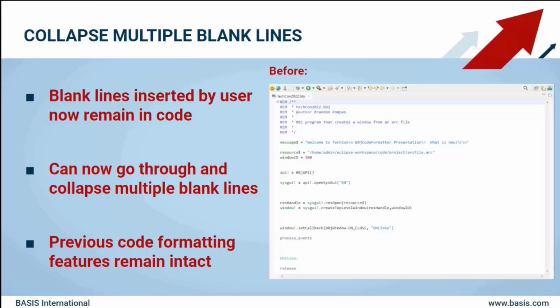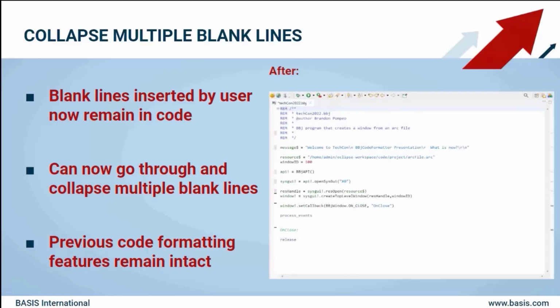The best part is that all of the previous code formatting features remain intact and don't have an effect on the blank lines. For a quick preview, the following code has multiple instances where there are multiple blank lines mixed in with single blank lines and no blank lines. Running the BBj code formatter with collapse multiple blank lines enabled will result in the following output. As you can see, all instances where there are multiple blank lines have been condensed into a single blank line, while the rest of the code remains untouched. Special statements, such as the onClose statement at the bottom, retain their previous formatting rules.